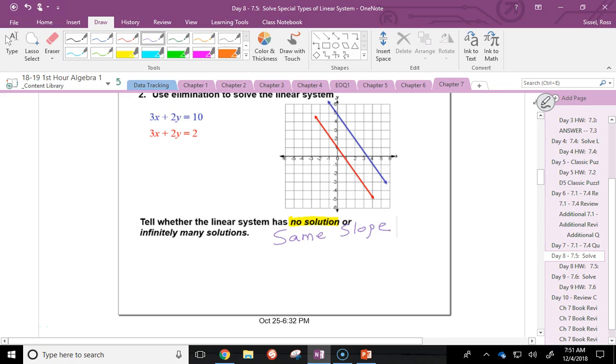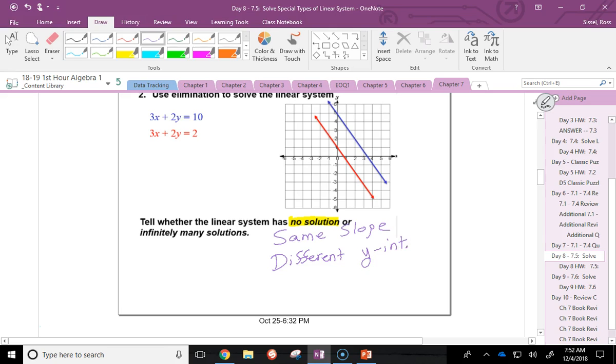We know if we solve two lines, we put them in slope-intercept form. If they have the same slope, that means their line steepness is going to be the same and their direction is the same, whether it's a positive or a negative slope. So if they have the same slope, but they have different y-intercepts. And that part's important.